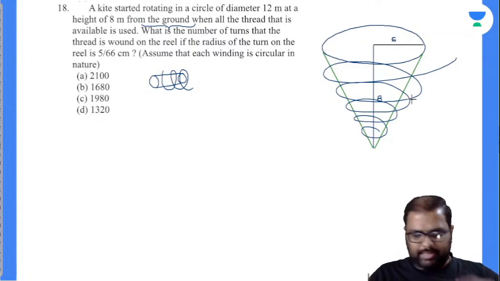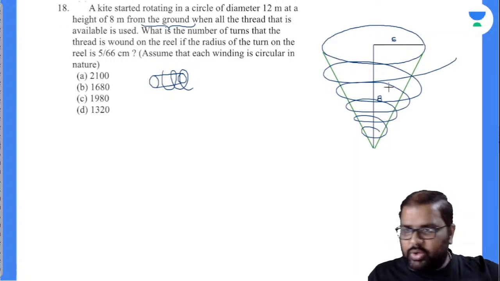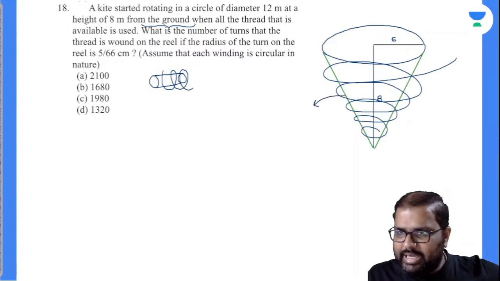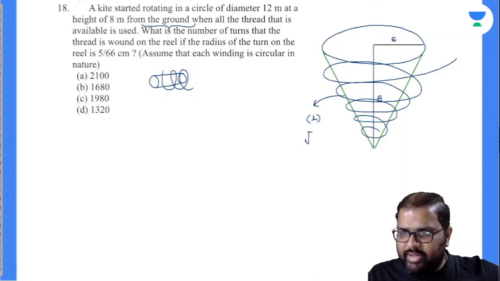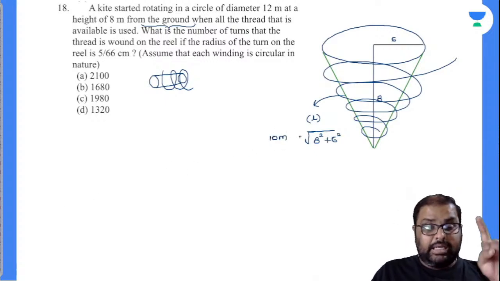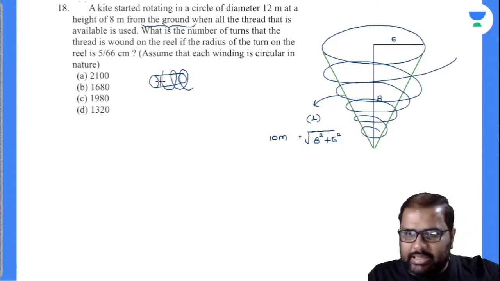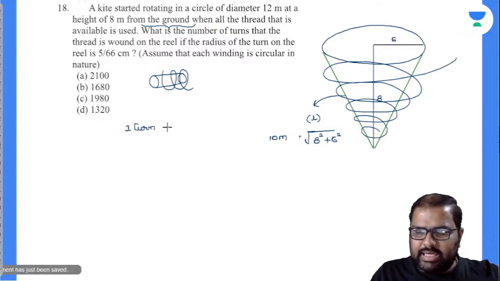Now you closely observe there. Length of the thread will not be dependent on height of the cone, right? It will be dependent upon the slant height of the cone, L. Now you have to find out this L value. L value can be calculated by Pythagoras theorem, 8 square plus 6 square, so automatically the answer will be 10. This is 10 meters. Now see how much thread do you have? 10 meters of thread. Now this entire thread is wound around this reel. So see here, one turn value is nothing but equal to 5 by 66 centimeter.